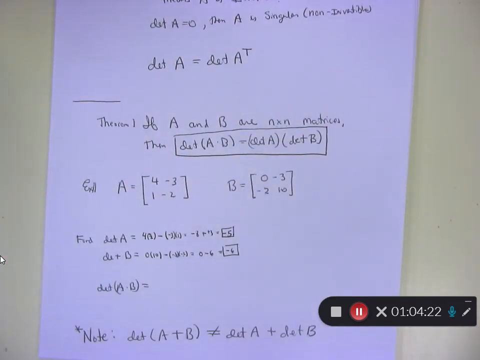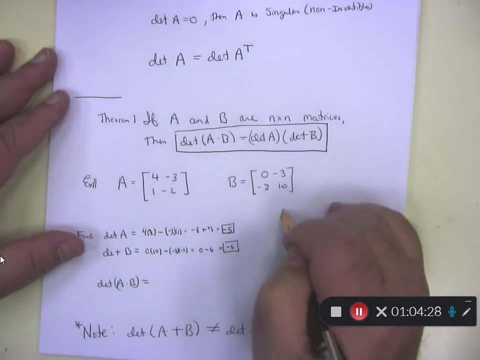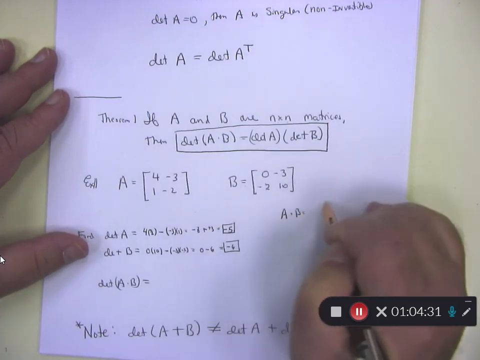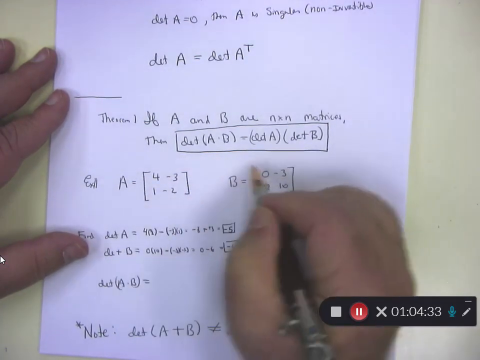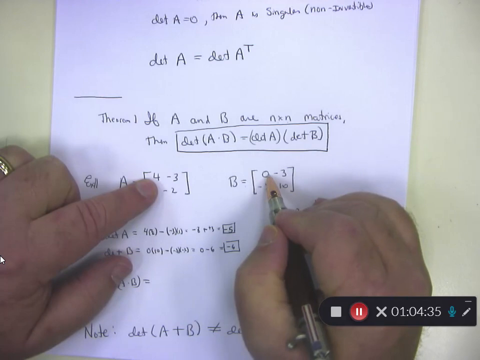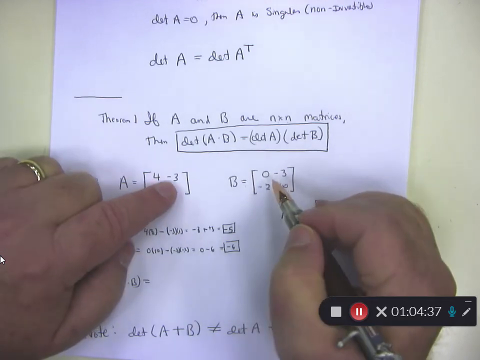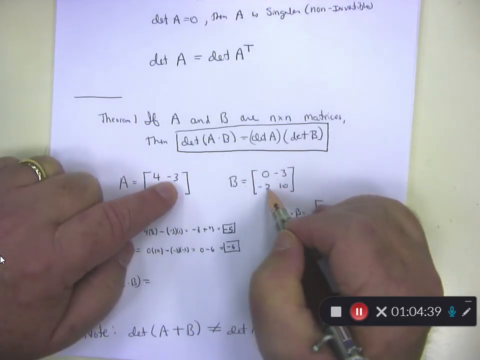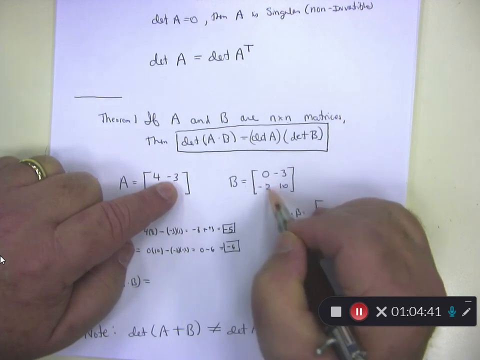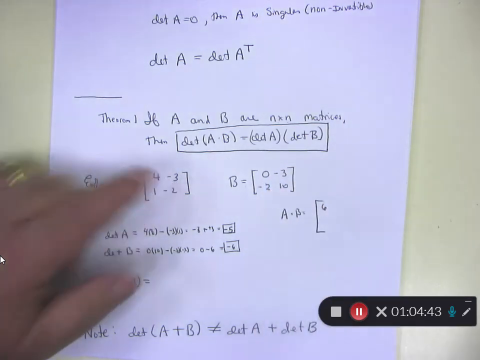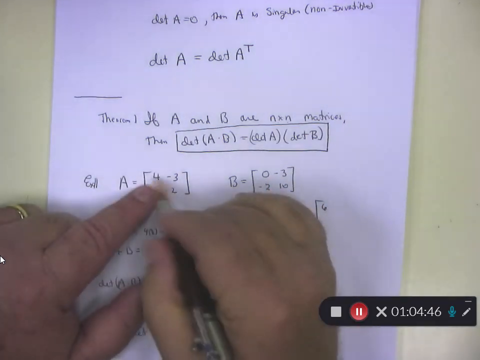What's the determinant of A times B? Well, it better be 30. Let's take a look, all right? What is A times B? Row by column. It's 4 times 0 plus -3 times -2. -3 times -2 is 6. 0 plus 6 is 6. Does that make sense? First row, second column.